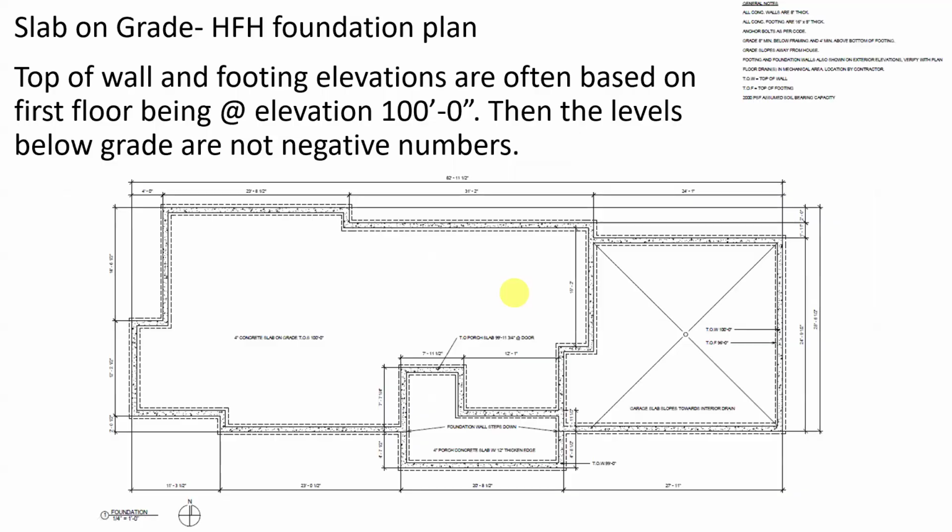So now let's look at another one. This one was drawn in Revit. So sometimes, you'll notice on my parents' house and on this house, the top of wall and top of footing elevations are also often based on first floor being at elevation 100. And the reason it was kind of traditional for a long time to set your first floor at 100 was because your basement and your levels below were negative numbers. You didn't have to deal with positive and negative numbers.